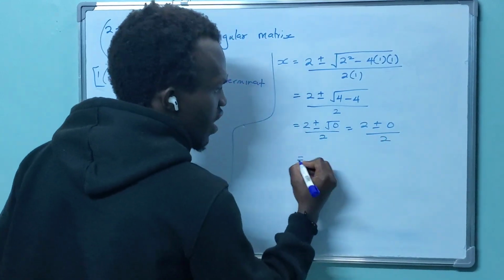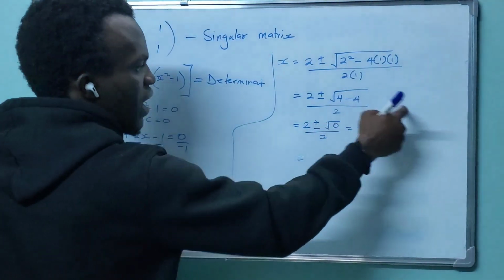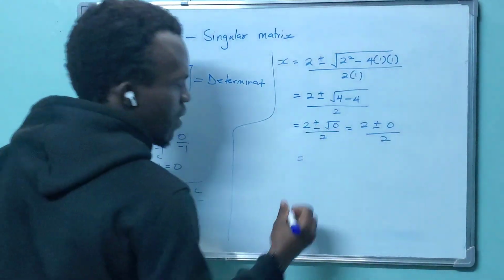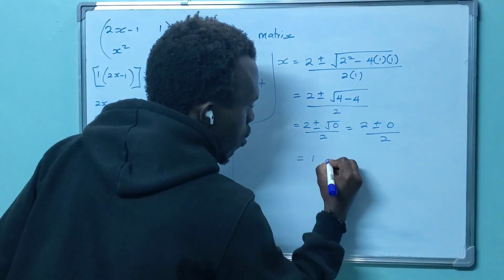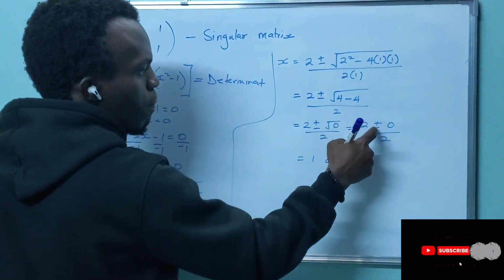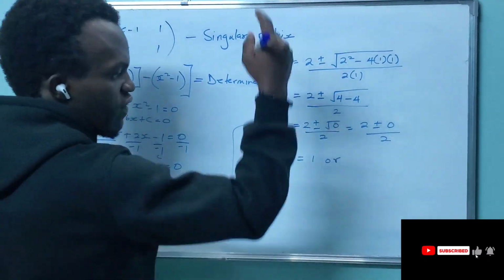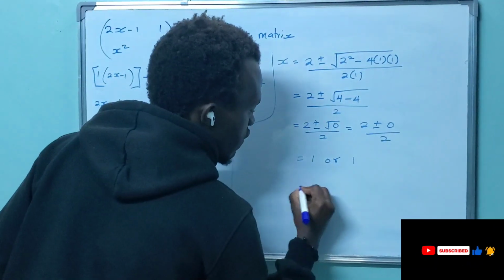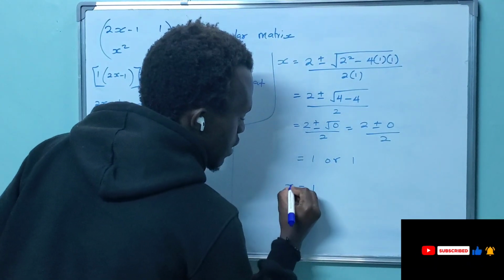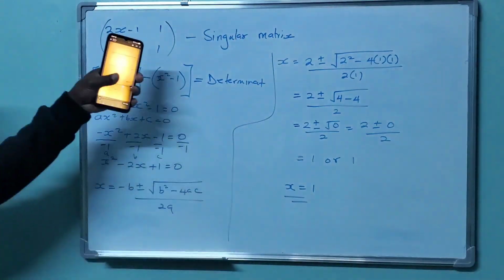So what are the values of x? The value of x is either 2 plus 0, which is 2, divided by 2, that one is 1, or 2 minus 0, that is 2, divided by 2, that is 1. So the value of x here is 1. And that is how we get the value of x in that.